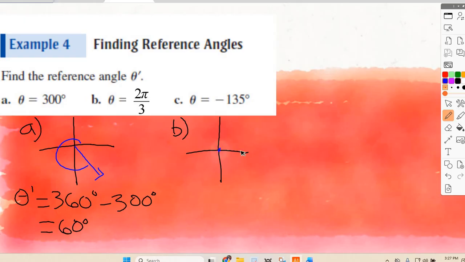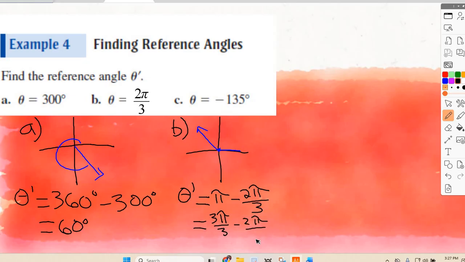So this time, what are we doing? Except we are in radians, so 180 in radians is pi. So I take pi minus 2/3 pi. So what's our common denominator? Just a positive, but yes, pi over 3.